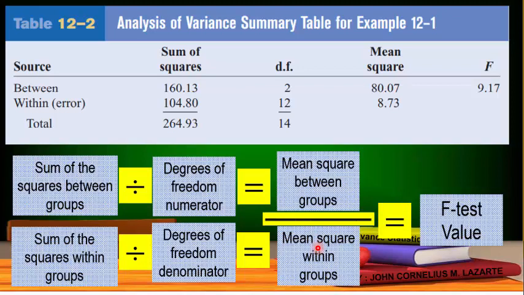And to obtain the F-test value, we divide the mean square between groups, 80.07, by the mean square within groups, 8.73, and we get the F-test value, which is equal to 9.17, which we use to compare to the critical value that we obtained in the earlier step, for us to be able to come up with our decision and conclusion.